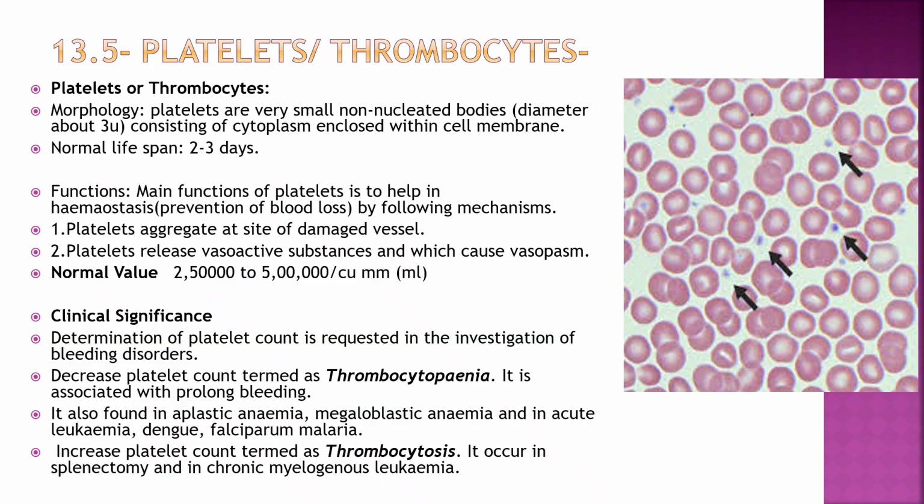The next parameter is total platelet count. Platelets are 2 to 3 micron in size, seen in blood, and normally they are 2.5 to 5 lakh cells per cubic millimeter. Clinically, the platelet count is important for the investigation of bleeding disorders, and if the platelet count is decreased, it is called thrombocytopenia, and it is associated with prolonged bleeding. It is seen in aplastic anemia, megaloblastic anemia, acute leukemia, dengue fever, falciparum malaria.